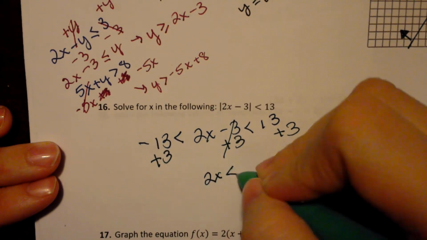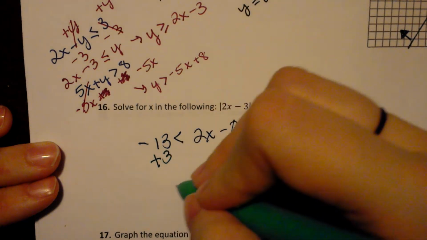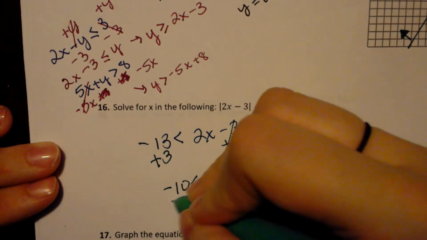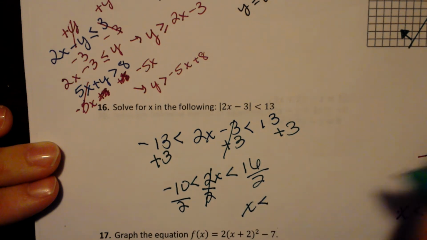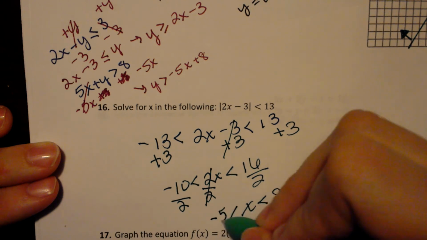So I get 2x is less than 16 and greater than negative 10. Then divide by 2. So I get x is less than 8, but it's greater than negative 5.